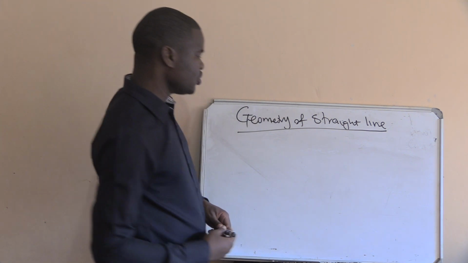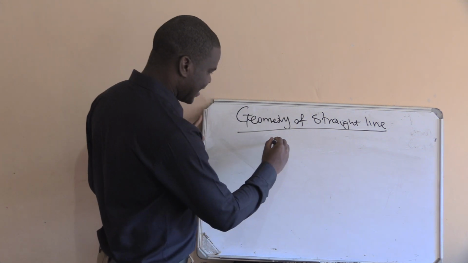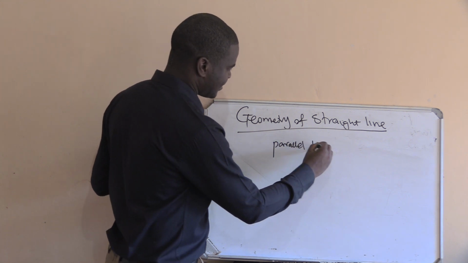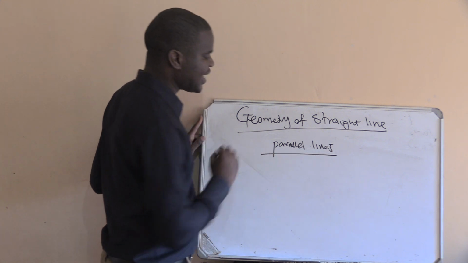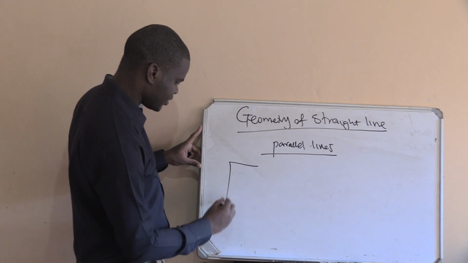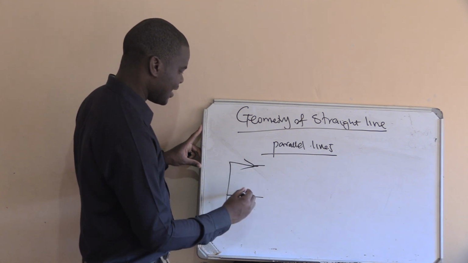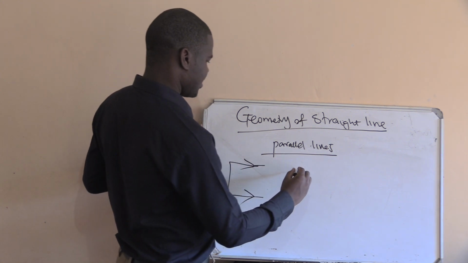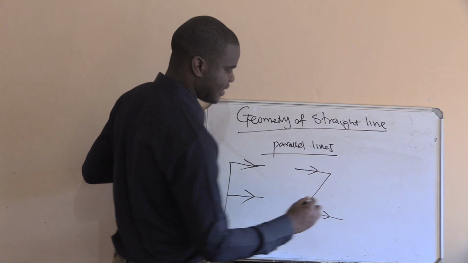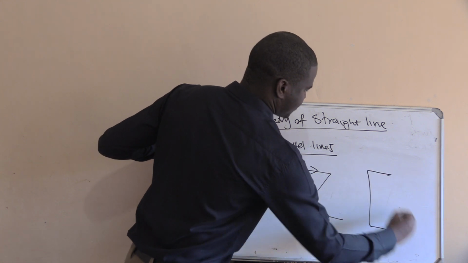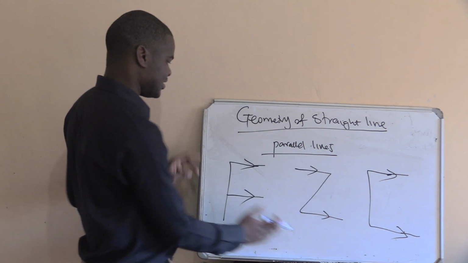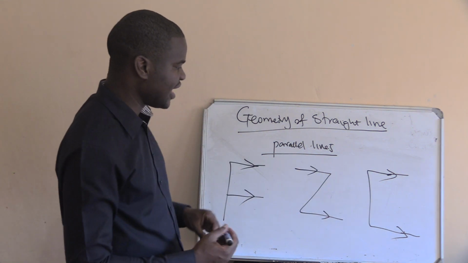Now, I'm going to look at parallel lines. You see? Parallel lines. They are lines that are parallel. The first one, we're going to be looking at this one. These lines are parallel. And then another one, we look at this one. These lines are parallel. Another one, we look at this one. So these lines, these are straight lines, all of them. They are parallel, but they are straight lines.